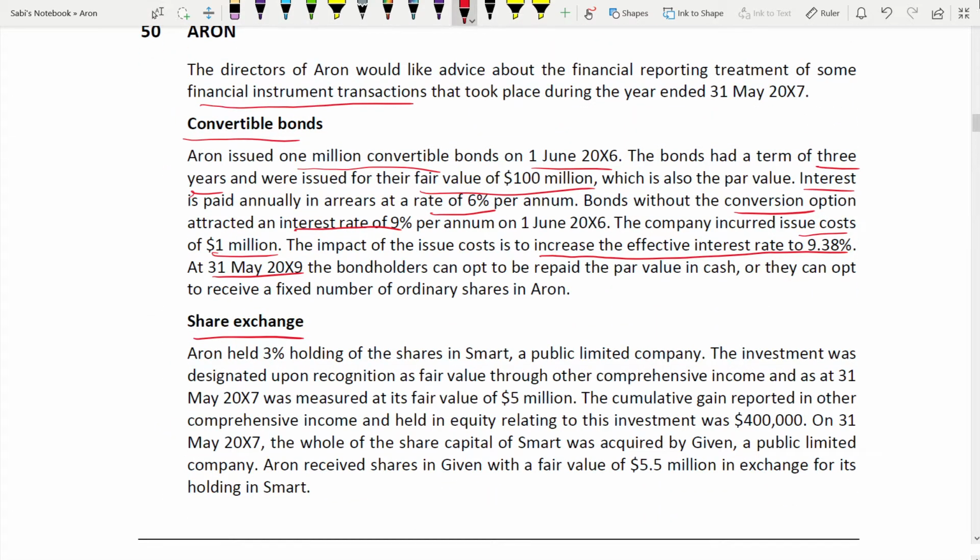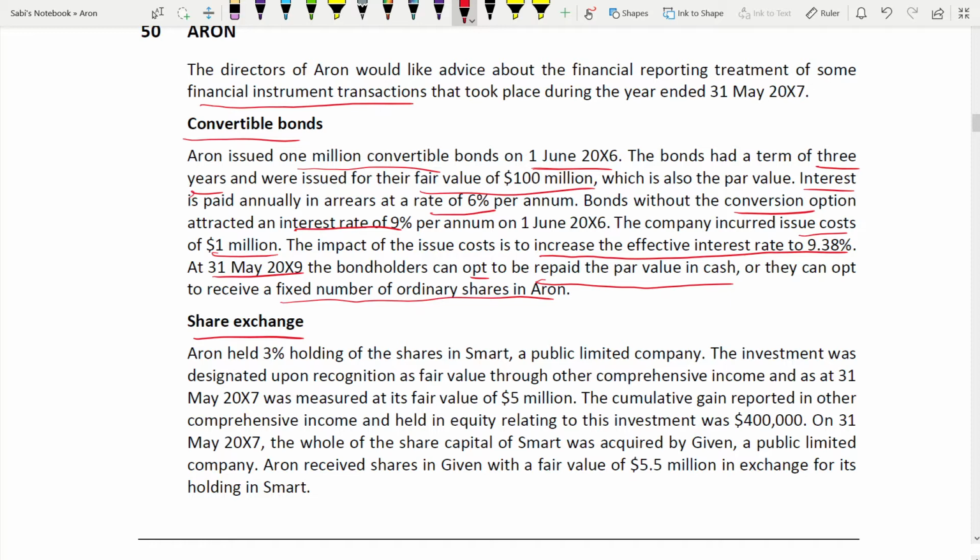Okay, after 1st of June 2006, it's just 12 months. So at 31st May 2009, the bondholders can opt to be repaid. They can opt to be repaid the par value in cash, or they can opt to receive a fixed number of ordinary shares in Aron. Out of these two things, they will either be receiving cash or a number of shares in Aron. So, understood the scenario completely?